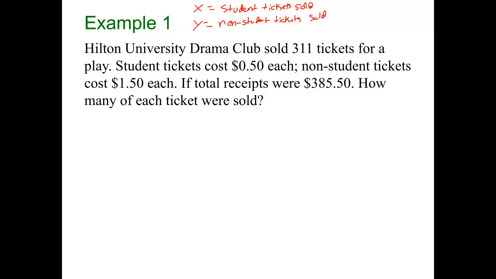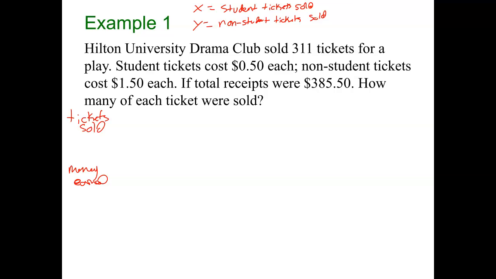So we define our variables. We've got X and Y, student tickets and non-student tickets. Okay? So now we're talking about two things with our tickets. We're talking about how many we sold and how much money we made. Tickets sold and money earned. Okay? So we're dealing with two different equations here. That's why we have to use these systems to solve, because I'm talking about two different things. Alright? And I'm solving for two variables, and I don't know what both of those variables are, so it means I'm going to have to use a system.